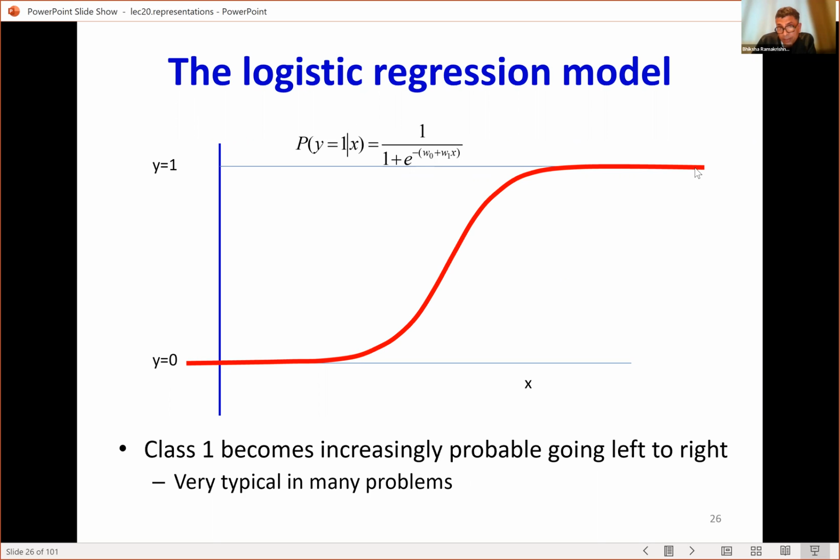For large positive values of x, you're going to have e raised to minus of a large positive value, which is like e raised to minus infinity in the limit, which is going to be 0.